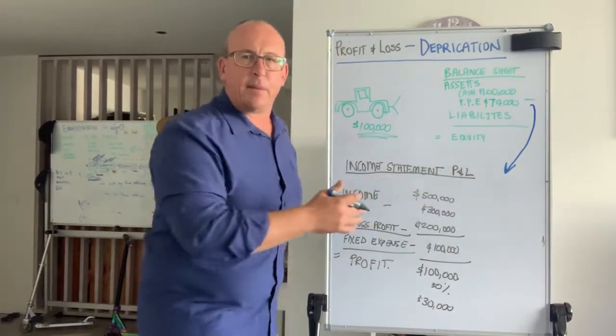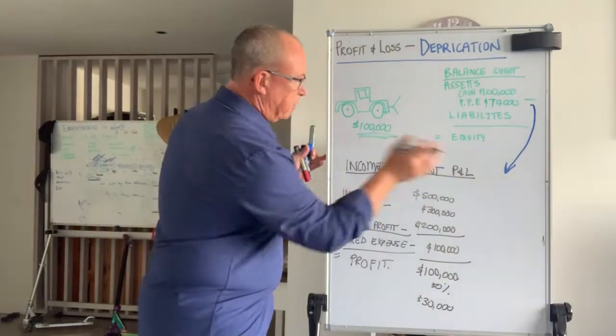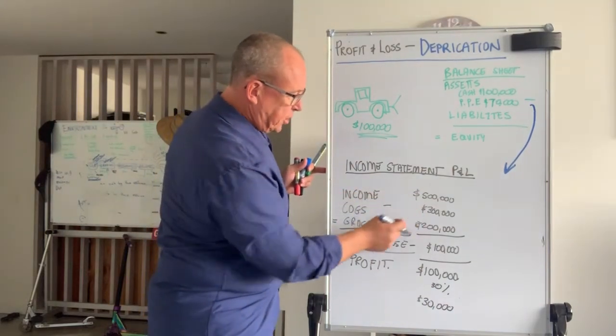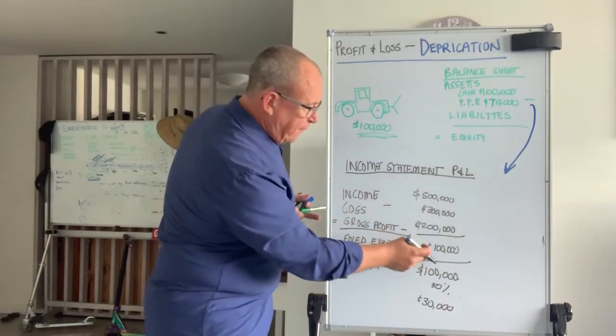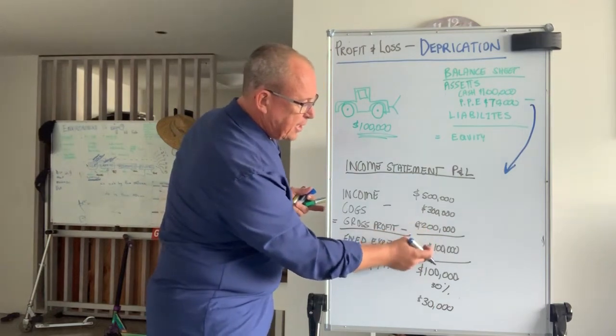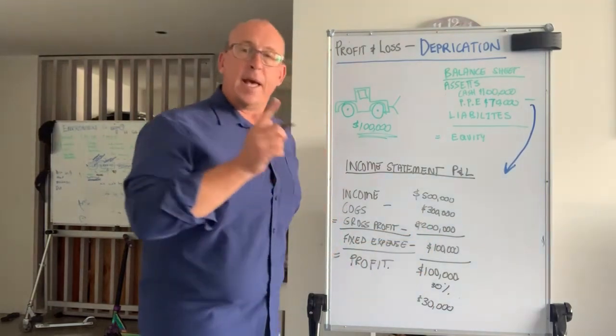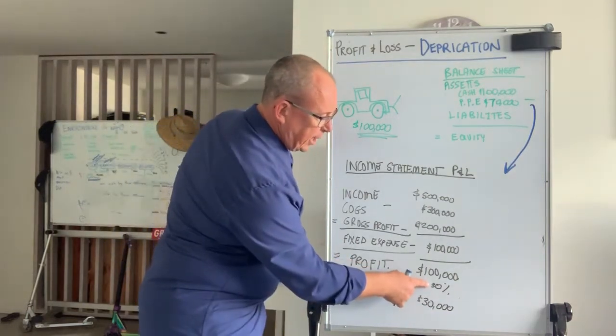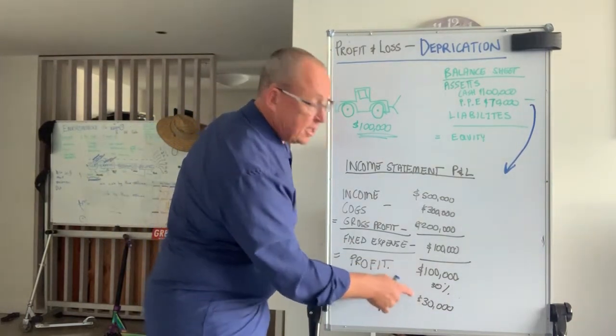Now let's have a look at the P&L for this business. And I've called it an income statement, same thing. P&L, it's the same thing. So let's say this business has income 500, cost of goods 300, so our GP is 200. Our fixed expenses are 100, so 200 minus 100 gives us 100,000 profit. And let's say we're paying 30 cents in the dollar tax. So in this instance, we're going to pay 30% of 100,000 is $30,000.